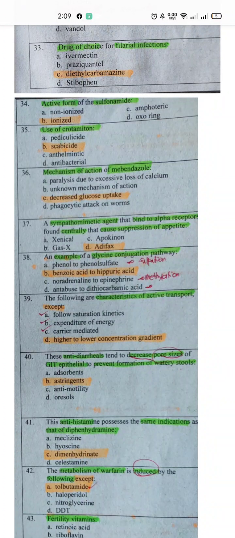Number 43, fertility vitamin is alpha tocopherol. Alpha tocopherol is also known as vitamin E. It is often called the anti-sterility vitamin, or fertility vitamin, that is vitamin E, also known as alpha tocopherol.